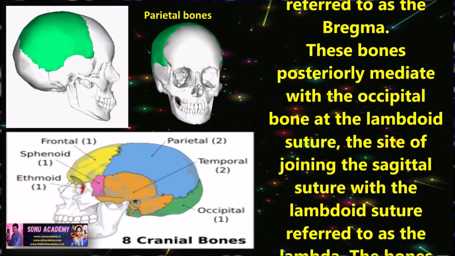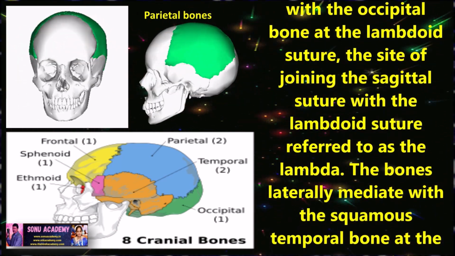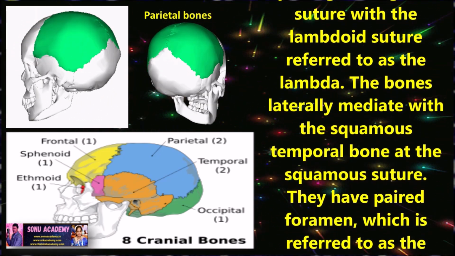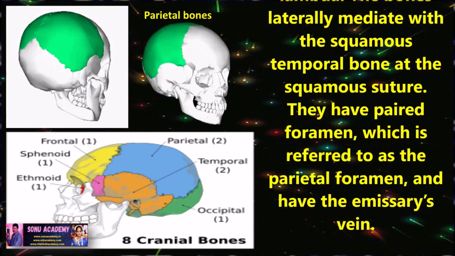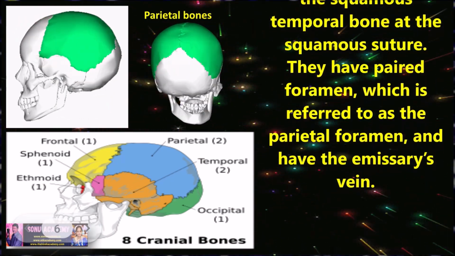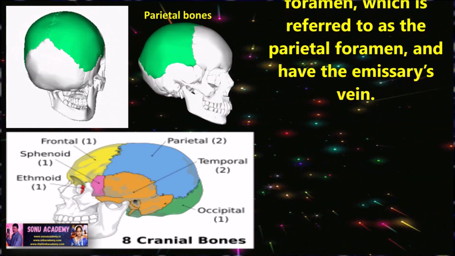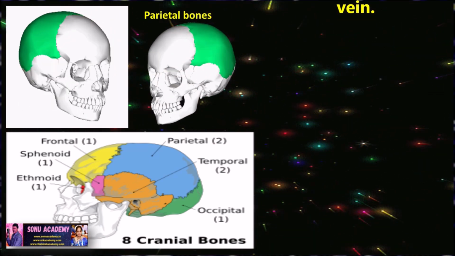These bones posteriorly articulate with the occipital bone at the lambdoid suture. The site of joining of the sagittal suture with the lambdoid suture is referred to as the lambda. The bones laterally articulate with the squamous temporal bone at the squamous suture. They have paired foramina, which are referred to as the parietal foramen.